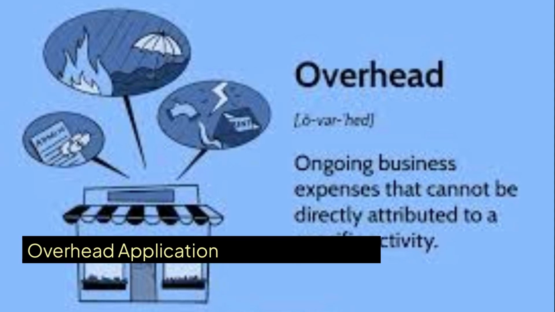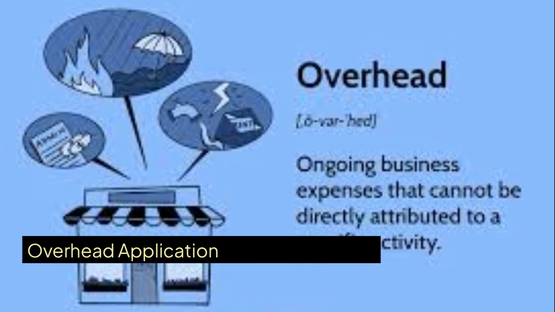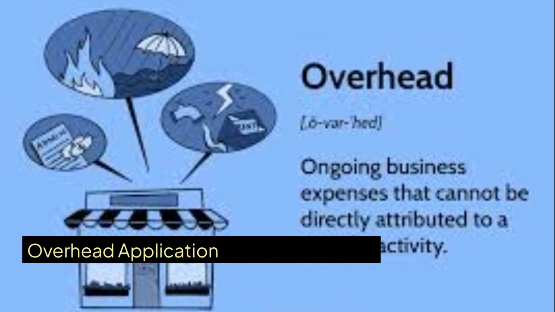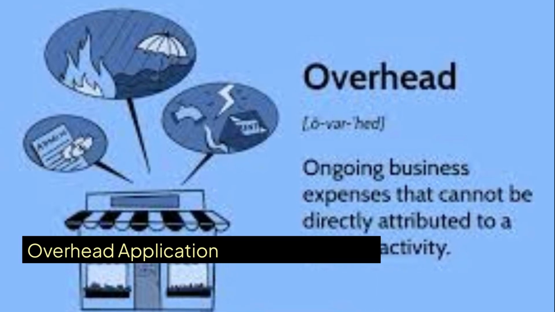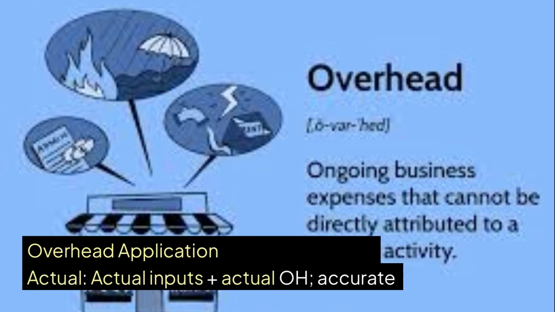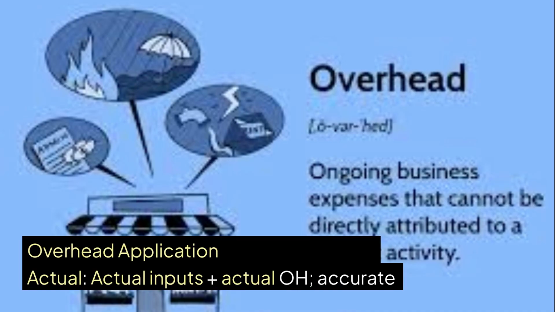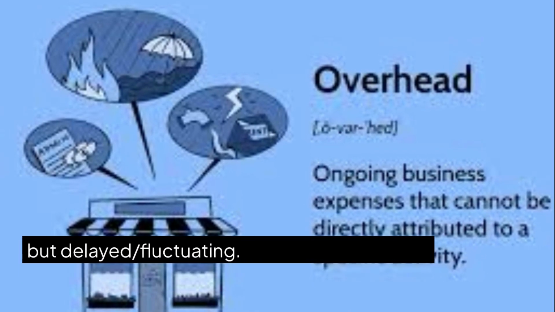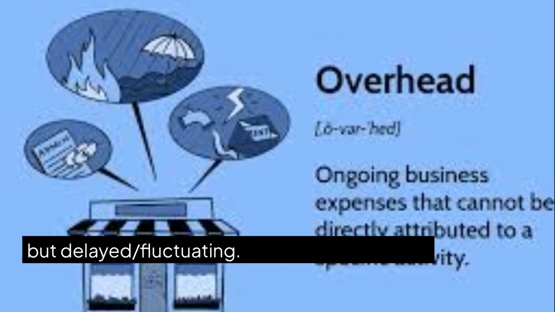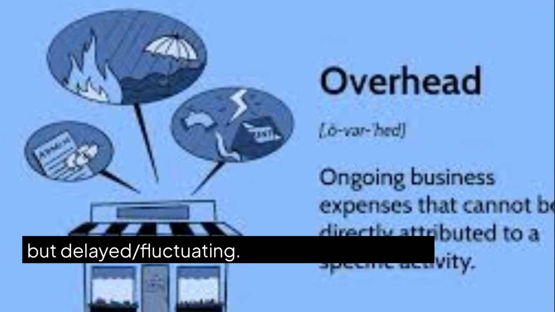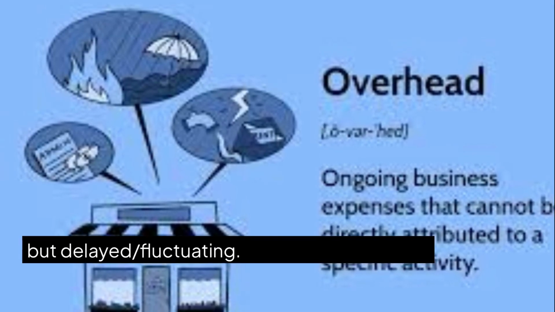Next, we look at overhead application. Now, how do we apply these costs, direct material, direct labor, and overhead to the different products? Well, there's what's called the actual costing method. That means we trace the actual material, actual labor, and actual overhead. However, we don't know what the overhead is until maybe a month or two later. We don't know what the facility costs are, the heating or what have you. So this is not very practical, so don't spend much time on it.